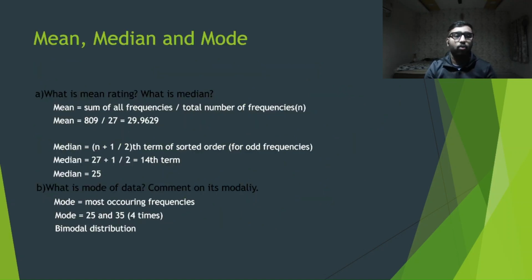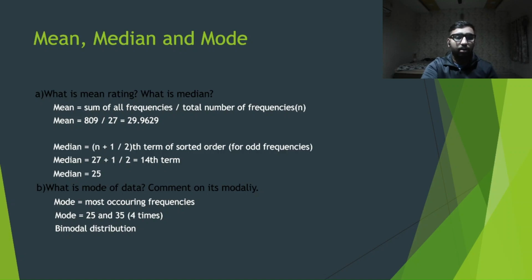Part A says what is mean rating and what is median. So basically we have to find mean and median for the data. So the formula of mean is sum of all frequencies divided by total number of frequencies. Sum of all frequencies here is 809. Dividing that by total number of frequencies 27, we get the answer 29.9629, which is our mean value.